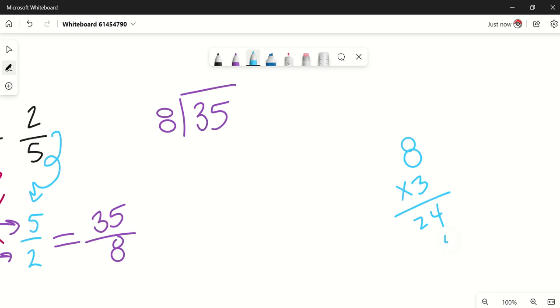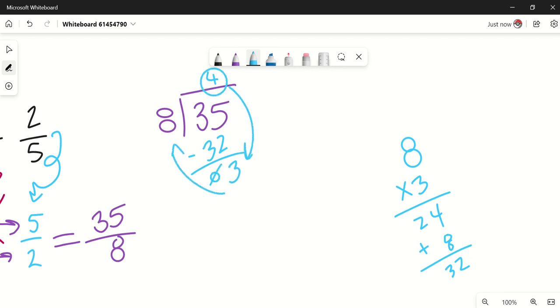If I can add 8 more to this and be under 35, then I know it's 4. 24 plus 8 would be 32. 8 more will be definitely over 35, so 8's going to go into 35 4 times, which is 32. When I subtract 5 minus 2, I'll get 3, and 3 minus 3 will give me nothing. My answer will be 4 and 3/8.